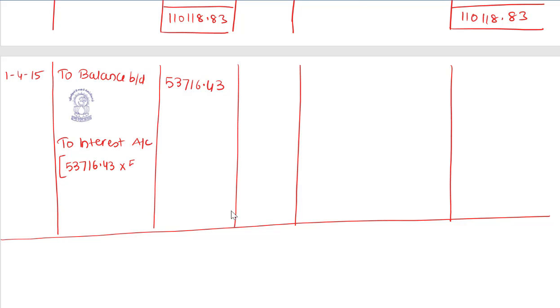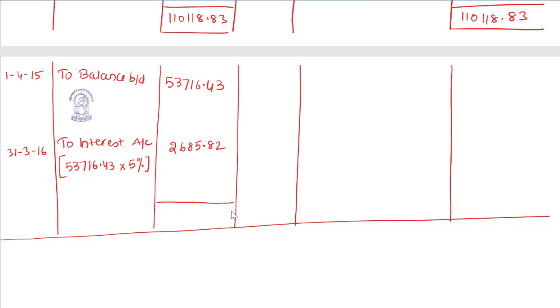53716.43 multiplied by 5% on the closing date, 31st March 2016. Do it on your calculators. 53716.43 multiplied by 5% is 2685.82.